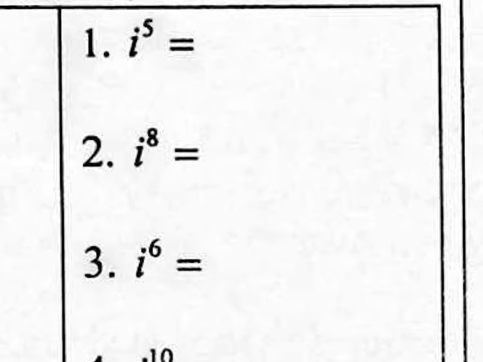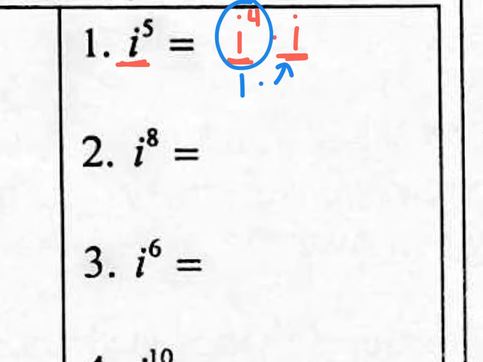Why? Because we said i to the fourth was 1, right? So I could rewrite i to the fifth as i to the fourth times i. And i to the fourth, we just said that this guy was really just 1. So you really have 1 times i, which is just i. Does that make sense?